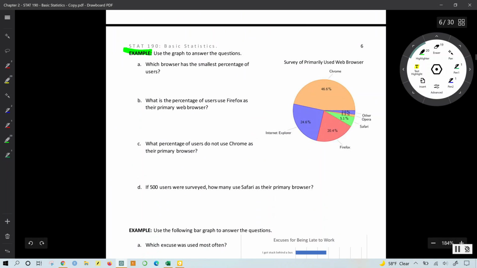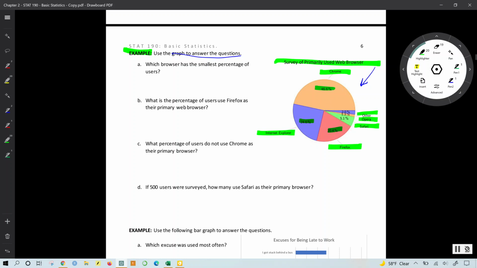In this example, we would like to use the provided graph to answer the following questions. First of all, when I am given a graph, I like to look at the title because that provides context behind the data that was used to create this graph. So this talks about the summary of primarily used web browsers. And we see Internet Explorer, Chrome, we have others, we have Opera, Safari, and Firefox with their respective percentages.